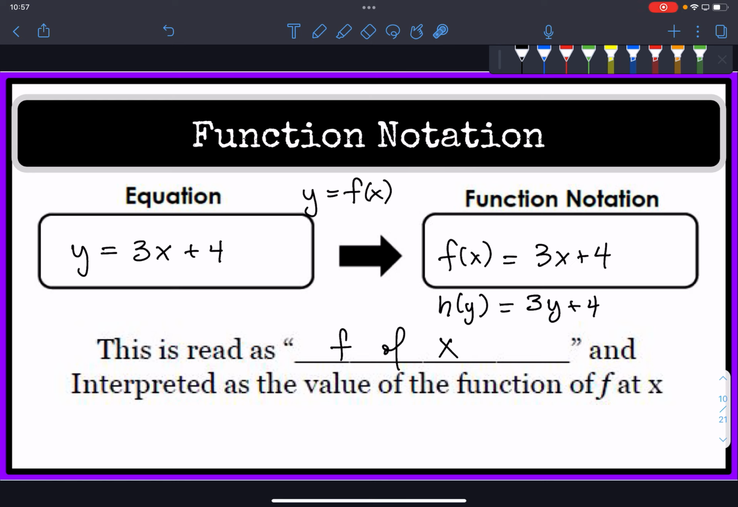Okay? So there's a variety of different ways we can represent the same equation with function notation. It's the same thing. So if I plug in the number 3 here and get the answer of 13, it'll be the same thing here. When I plug in the number 3, I'll get the same answer of 13. So let's look at how we evaluate these functions.